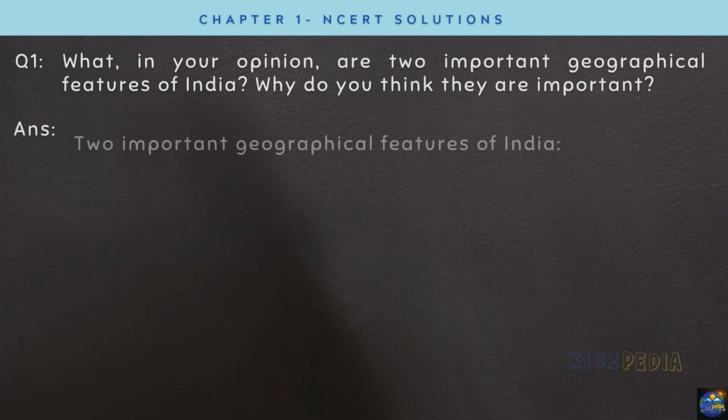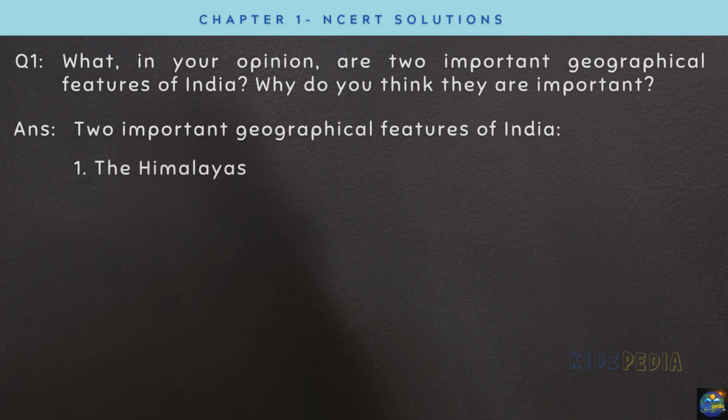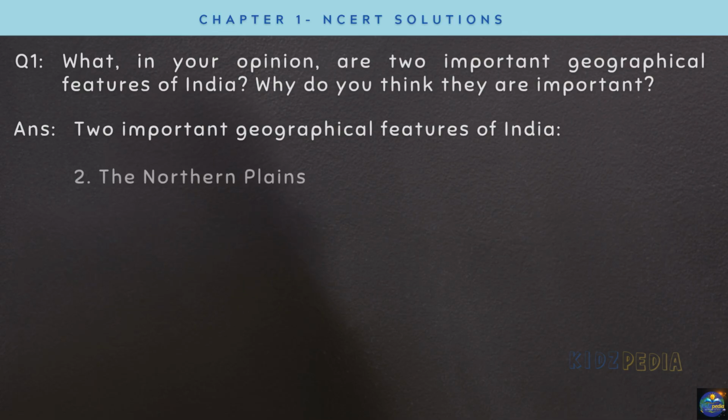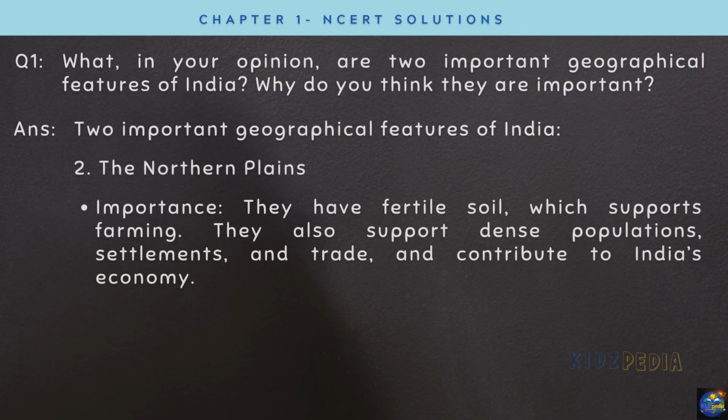Answer: two important geographical features of India. First one is Himalayas. Its importance is they are the highest mountains in the world and act as a natural barrier protecting India from invasions. They are the source of many rivers like the Ganga and Brahmaputra, which provide water for drinking, farming and electricity. Second is the northern plains. They have fertile soil which supports farming. They also support dense population, settlements and trade and contribute to India's economy.